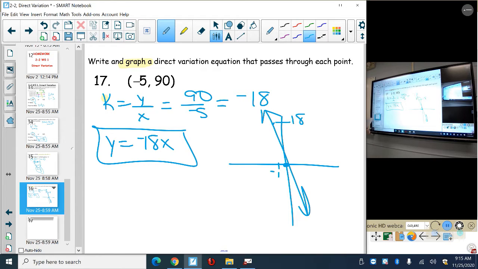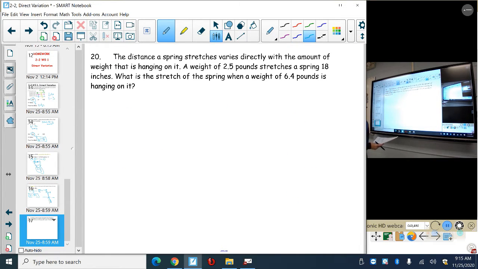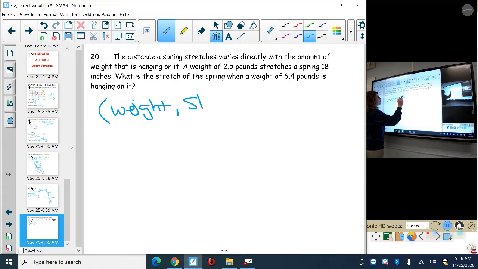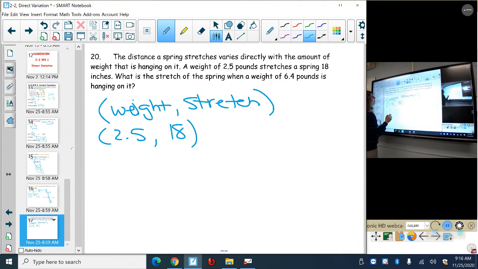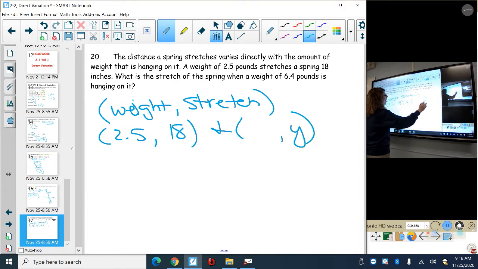Okay? The last one, the distance a spring stretches varies directly with the amount of weight that is hanging on it. Okay, so our topics are going to be the spring stretch with the weight. So I have the weight corresponds to the stretch. So a weight of 2.5 pounds stretches a spring 18 inches. What is the stretch of the spring? That's y, for 6.4 pounds.